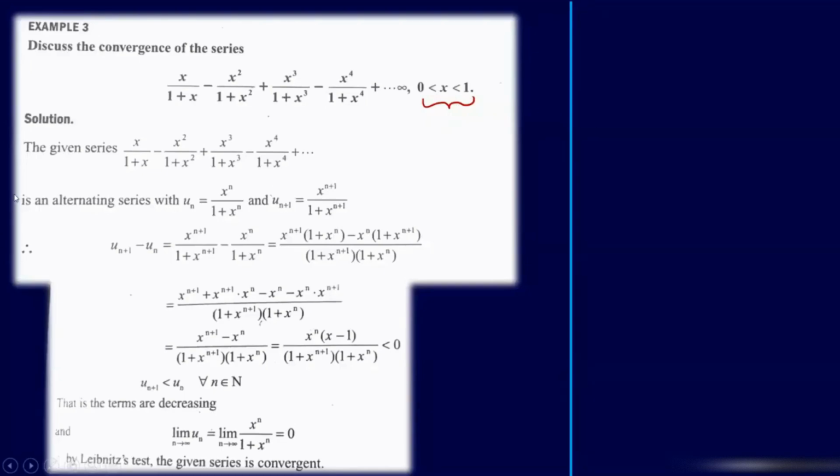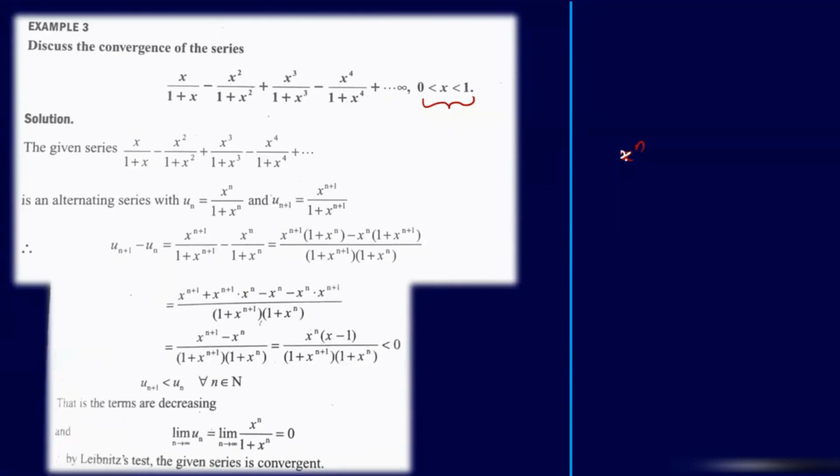Now, if you look at this question carefully, the series is x by 1 plus x minus x square by 1 plus x square and so on. Now, can you expect what may be the nth term? You see, in the first term we have x power 1, in the second term x power 2, then x power 4 in the fourth term and so on. So you can expect that in the nth term, it will be x to the power of n only.